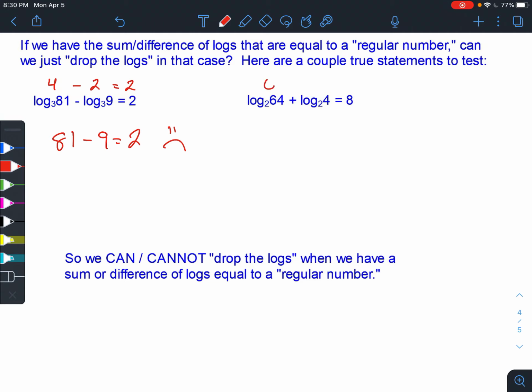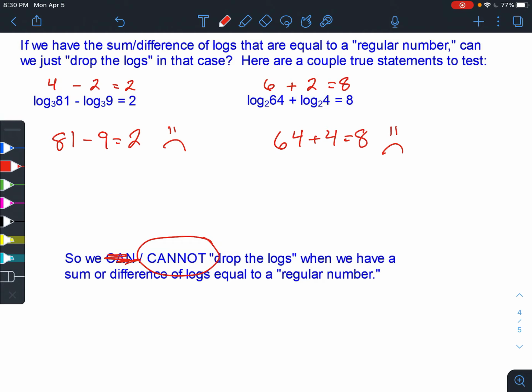All right, same thing with the addition. Log base 2 of 64, I know that's 6. Log base 2 of 4, I know that's 2. And 6 plus 2 definitely gives us 8. So I know I'm good there, but by dropping the logs at this point, I'm left with 64 plus 4. And I'm pretty sure that doesn't equal 8, so another bad news there. So again, we cannot drop the logs when we have a sum or difference of logs equal to a regular number, as those two examples just showed.